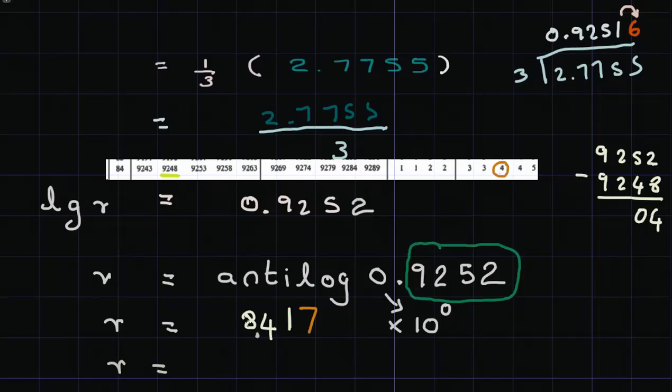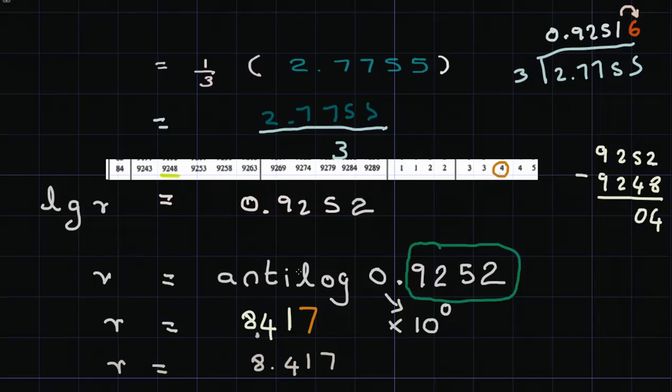So you don't shift the decimal point. If it was 10 to the power 1, then I would have shifted the decimal point once to the right and written the answer as 84.17. But here, since it's 10 to the power 0, there's no shifting. The answer is going to be still the same, 8.417. Got it? But there are multiple methods, there's no strict method. Some people use this method, some others have their own methods when it comes to finding anti-log. You can stick to your own method, all right?